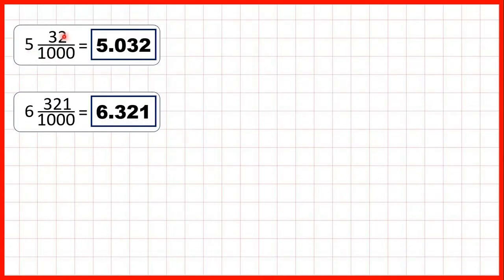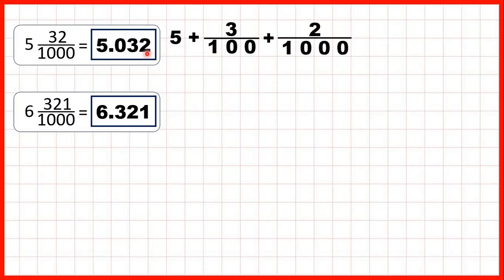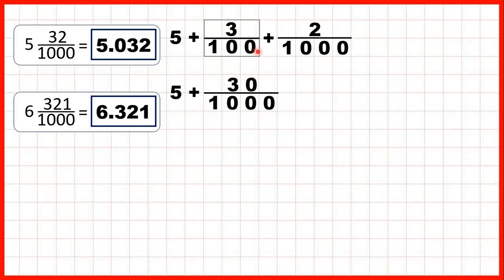We had 5 and 32 thousandths. That's 5.032. If we break down this number into its place values, we have 5 wholes, no tenths, 3 hundredths, and 2 thousandths. So how does that give us 5 and 32 thousandths? Well, the 5 stays the same, but 3 hundredths is equivalent to 30 thousandths. That's because we use multiplication to find equivalent fractions. 100 times 10 is 1,000, and what we do to the denominator, we do to the numerator as well, and 3 times 10 is 30.